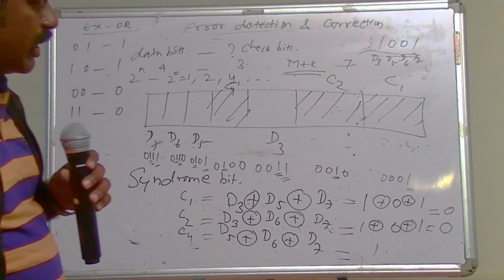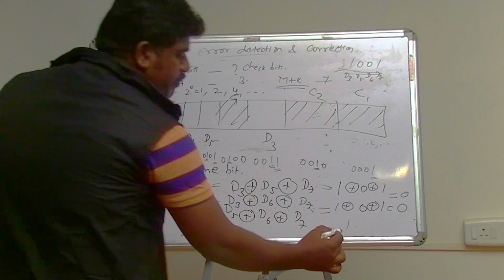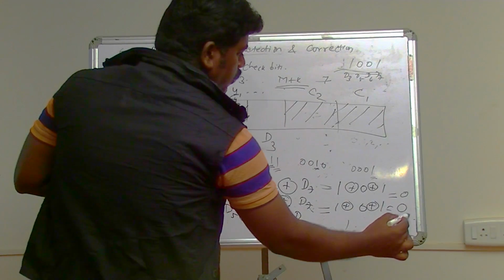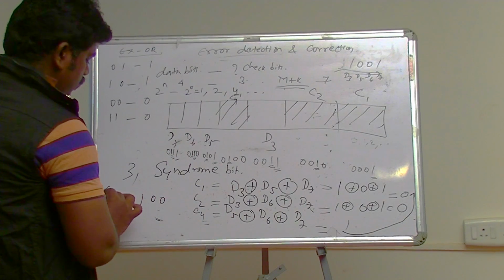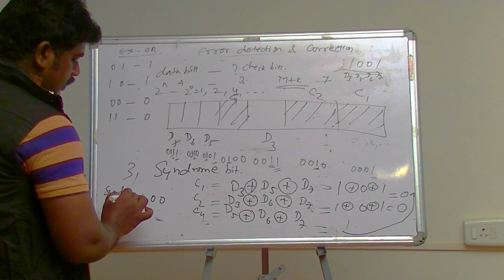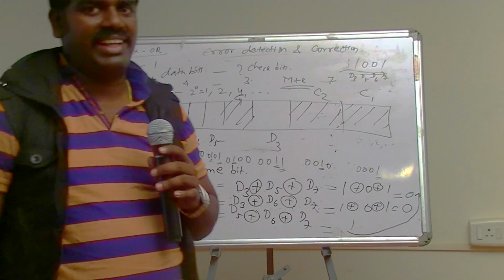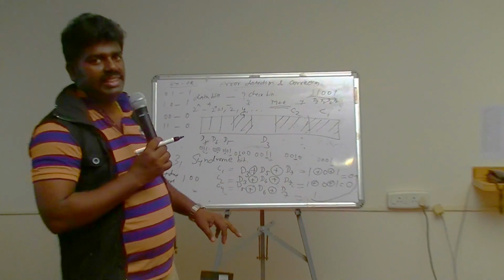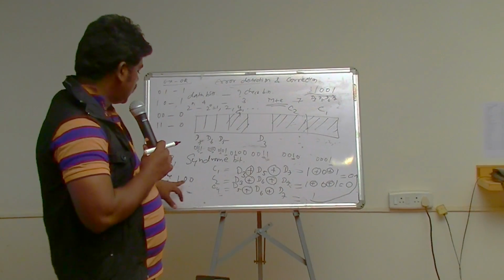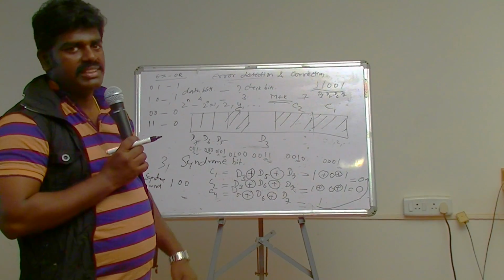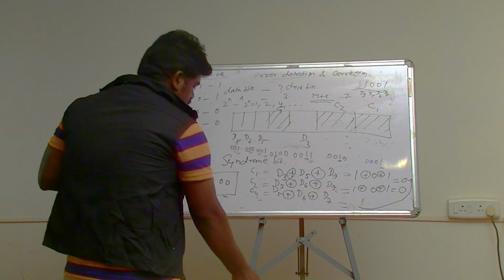D7 is 1. So now the syndrome word for the correct word, taking C4, C2, C1, is 1 0 0. This is the syndrome word we are getting for this 1001 data. So the syndrome word is 100.